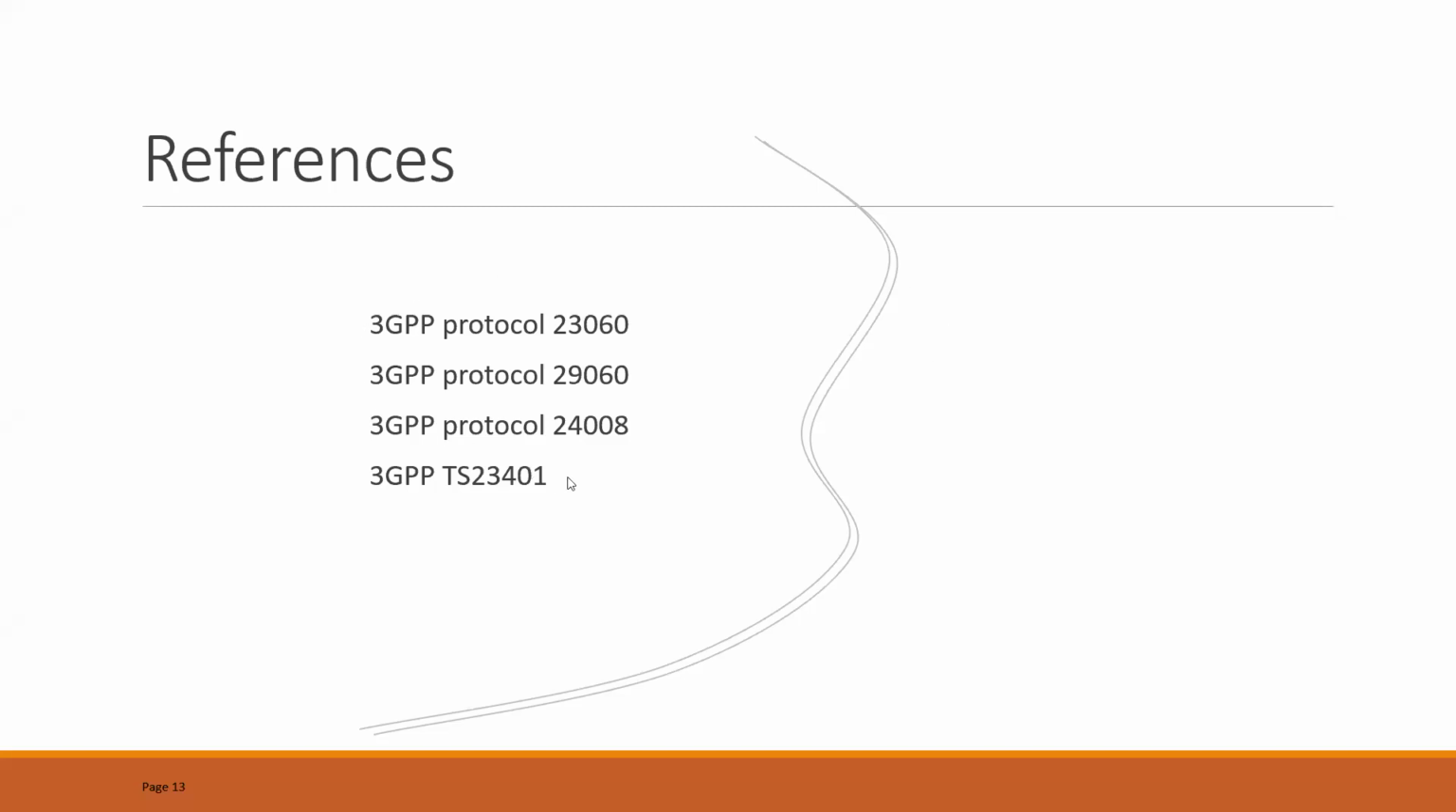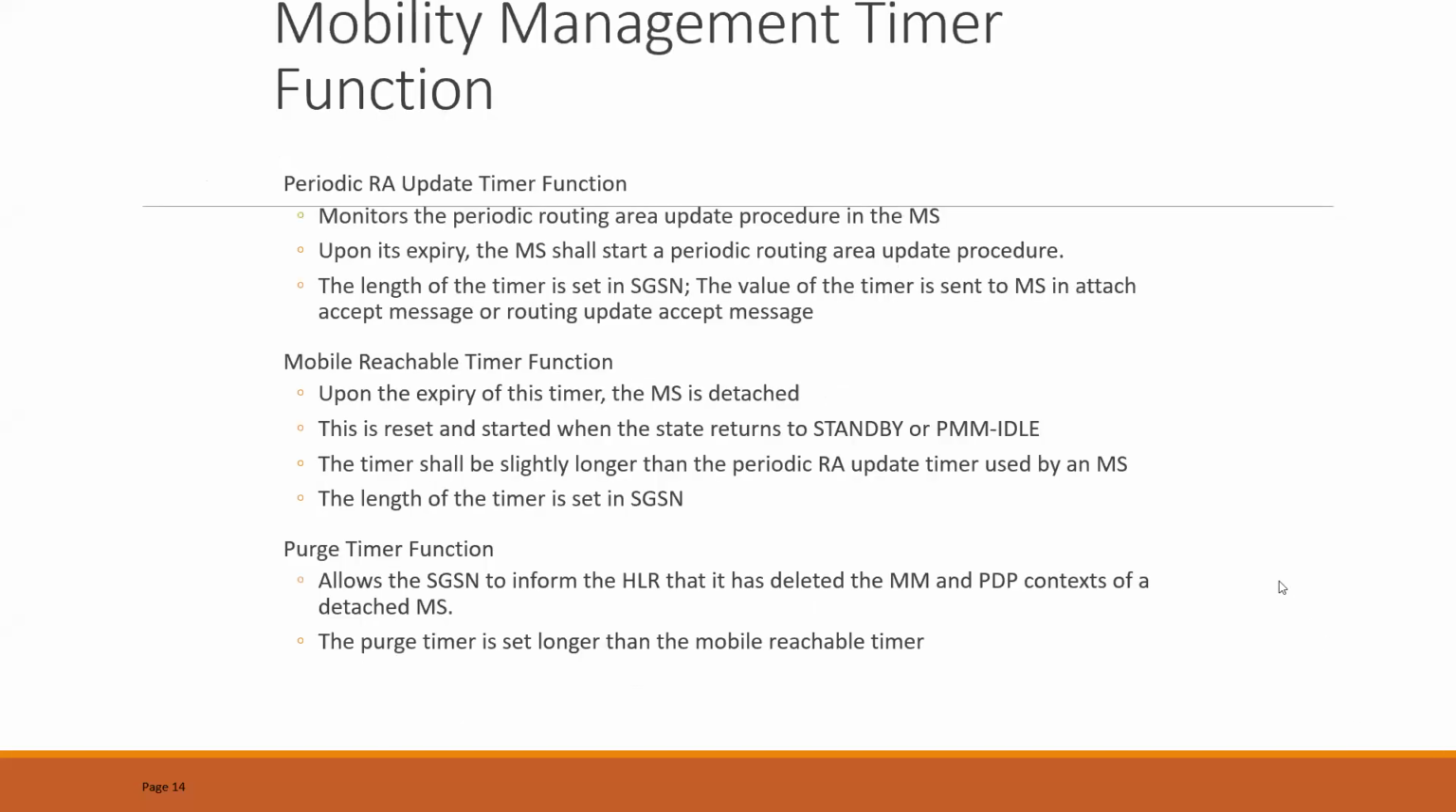The fourth one is related to 4G or LTE. Before we move towards our call flows, there are some timers which you must know about. These are usually defined in the SGSN or your MME, and these are called mobility management timers.